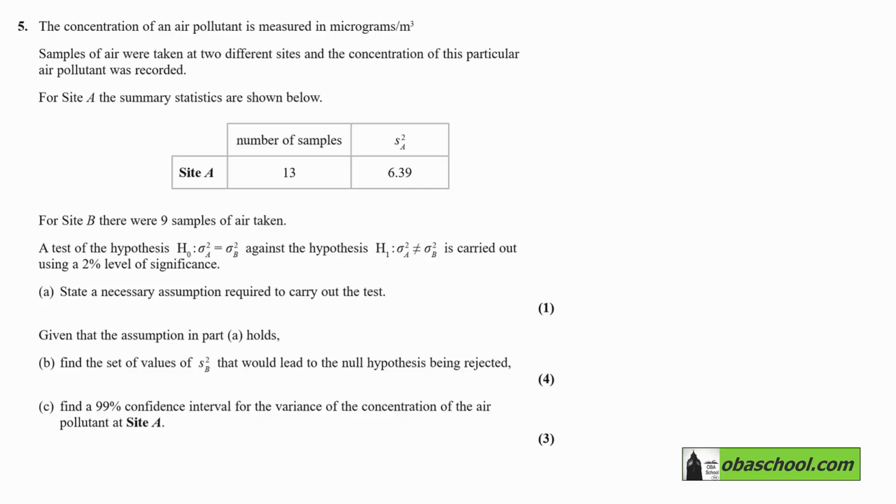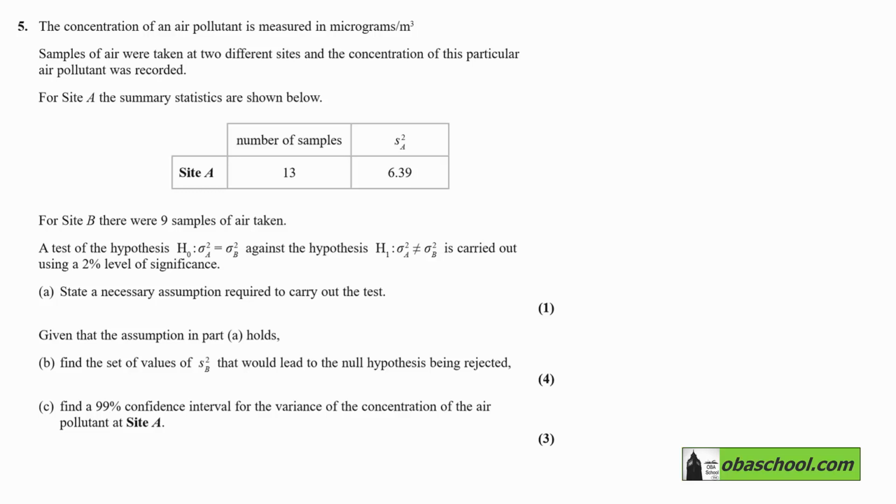The concentration of an air pollutant is measured in micrograms per cubic meter. Samples of air were taken at 2 different sites and the concentration of this particular air pollutant was recorded. For Site A, the summary statistics are shown below. We can see the number of samples and S squared A.